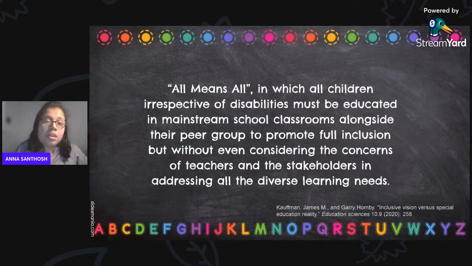However, "all means all," in which all children, irrespective of disabilities, must be educated in mainstream school classrooms alongside their peer group to promote full inclusion, but without even considering the concerns of teachers and the stakeholders in addressing all the diverse learning needs. So I took this from a book called Inclusive Vision versus Special Education Reality.